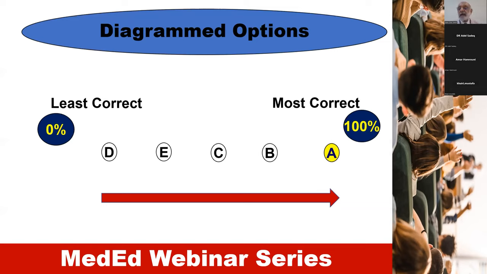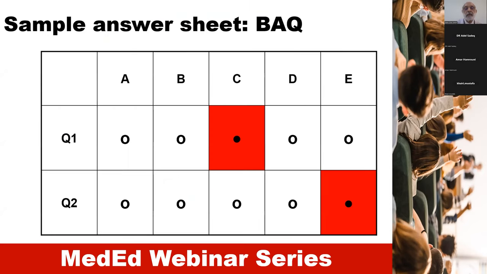Here is a diagrammatic representation of a BAQ where we have five options. All of them are correct, but one is more correct than the others, and that would be the key or answer to the question. This is the sample answer sheet, and in this type of question, students have to choose only one option which they think is the best item in that question.